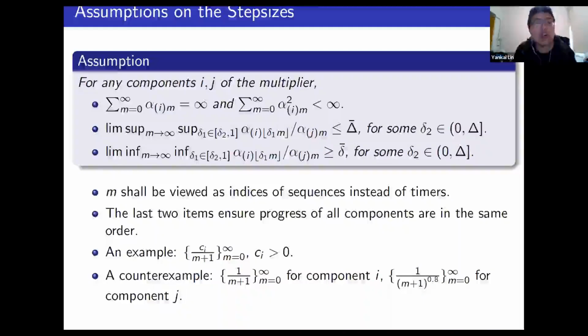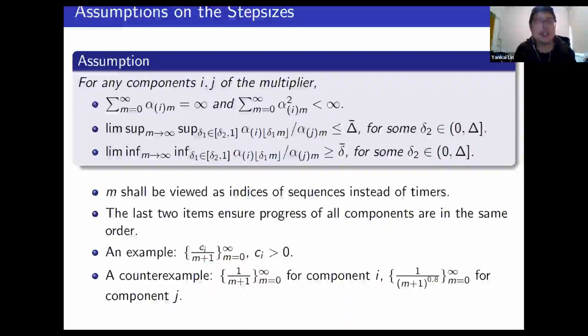A good example that satisfies this assumption is the standard step size, which is commonly seen, of the form Ci/(m+1). Here I use m+1 to allow a well-defined step size when m is equal to 0. And this Ci can be selected arbitrarily as long as it is positive and finite. It can be chosen differently by different components i and j. That's a good example, and it satisfies all 3 items of the assumption.